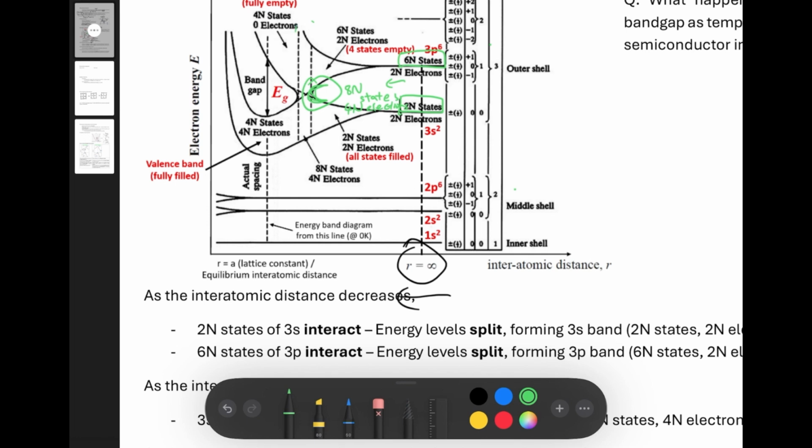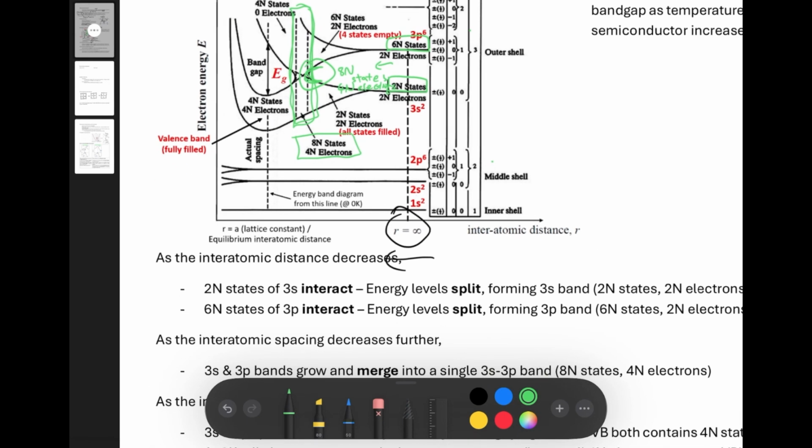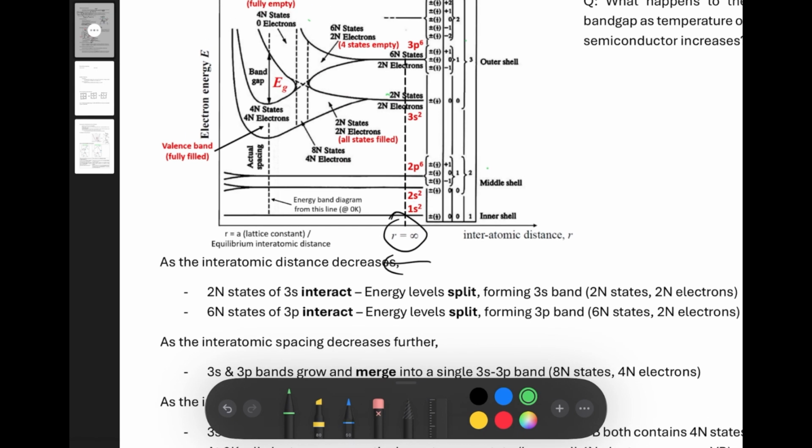So as you can see, in this place we are looking at now, there are 8 n states and 4 n electrons. Okay, so let's erase this now, and then we'll continue to make the interatomic distance even smaller.